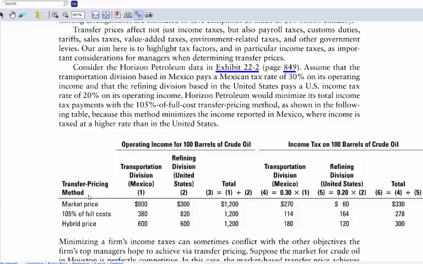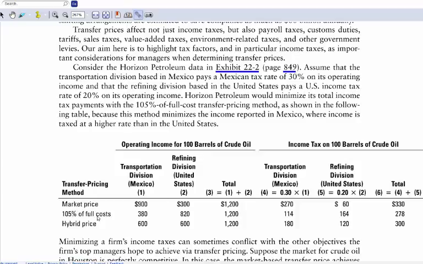So the first one here is our market price. If we were to go back and look at our tables, we would see that the transportation division had a result of $900 in operating income under that first method. And that first method was our market-based method, where it was set at the $85 market price that was known. And the refining division, under that same market price transfer method scenario, their result was only $300.